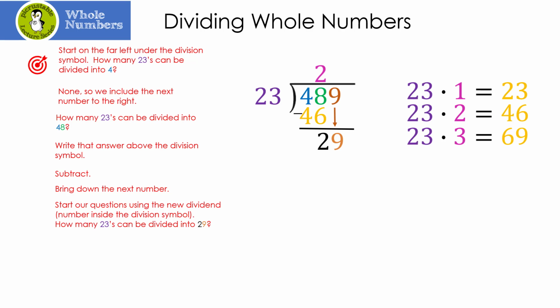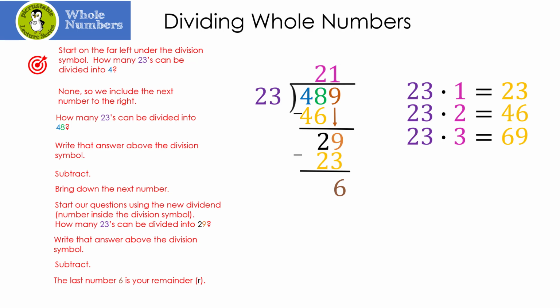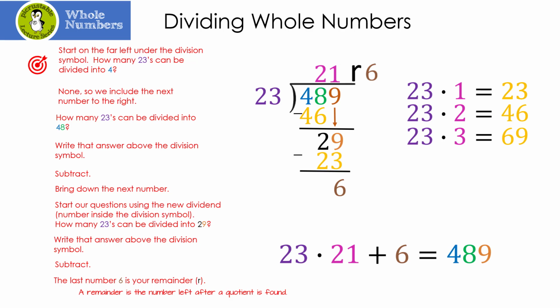How many 23s are in 29? Well, 23 times 1 is 23, and that's the best we're going to do. So we're going to write that number, 1, above our division. We're going to subtract again, and we have 6. The last number, 6, is our remainder. And what we're going to do is write R and then 6. How's that going to work when we try to multiply? You're going to like this. It's really cool. We take 23, which is the divisor, times the quotient of 21, and we add the remainder. That gives us 489, our dividend. Awesome!